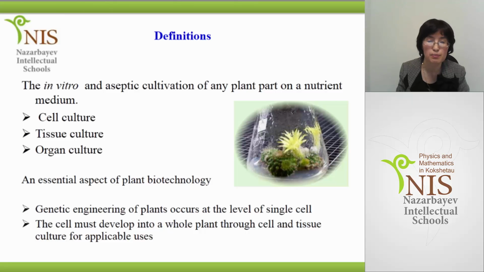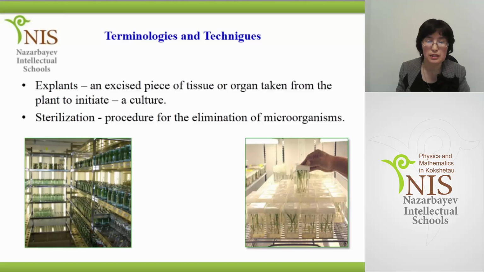An essential aspect of plant biotechnology, genetic engineering of plants occurs at the level of a single cell. The cell must develop into a whole plant through cell and tissue culture for applicable uses. What are explants? An explant is a piece of tissue or organ taken from the plant to initiate a culture. Sterilization is the procedure for the elimination of microorganisms.